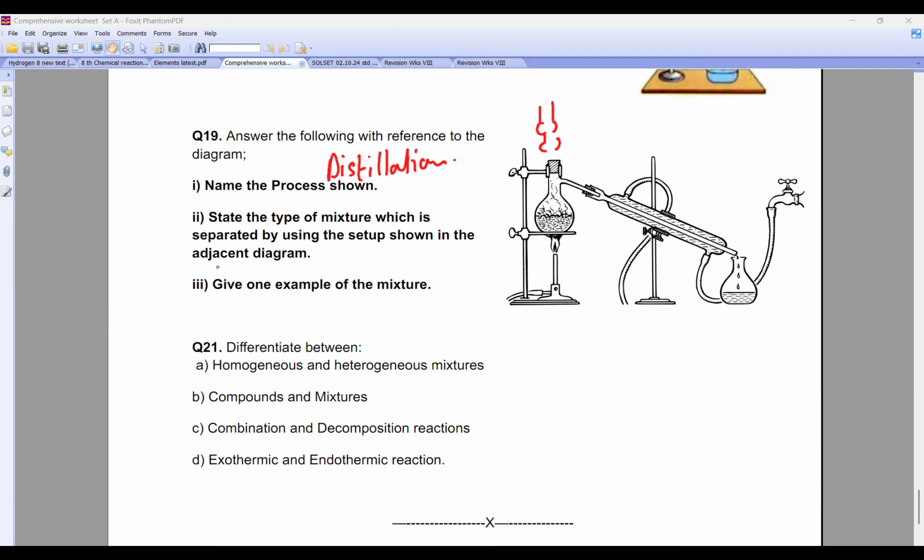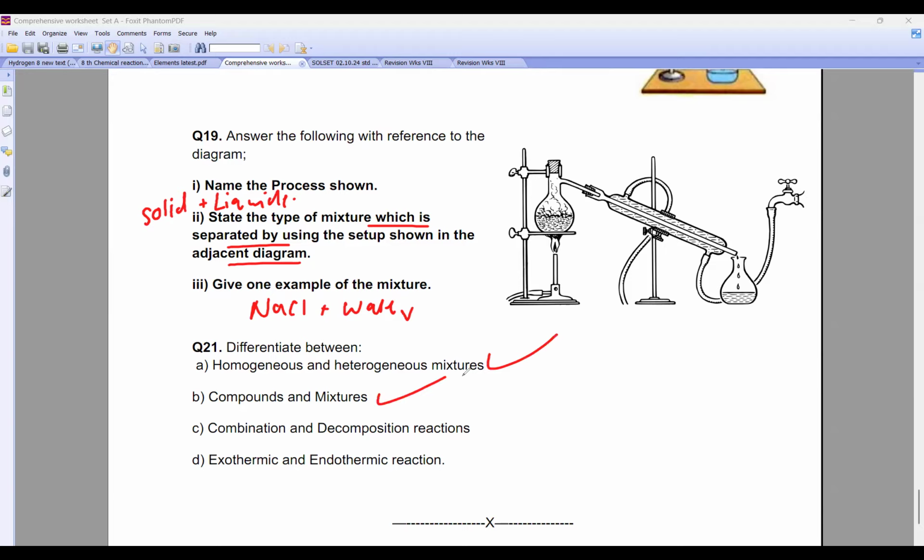State the type of mixture which is separated by this. Which mixture will separate beta? Solid and liquid. Give an example of mixture: salt in water. ठीक है. ये डिस्टिंग्विश आ जाएगा, होमोजेनियस हेटेरोजेनियस कंपाउंड्स का. क्लियर है? एनी डिफिकल्टी?